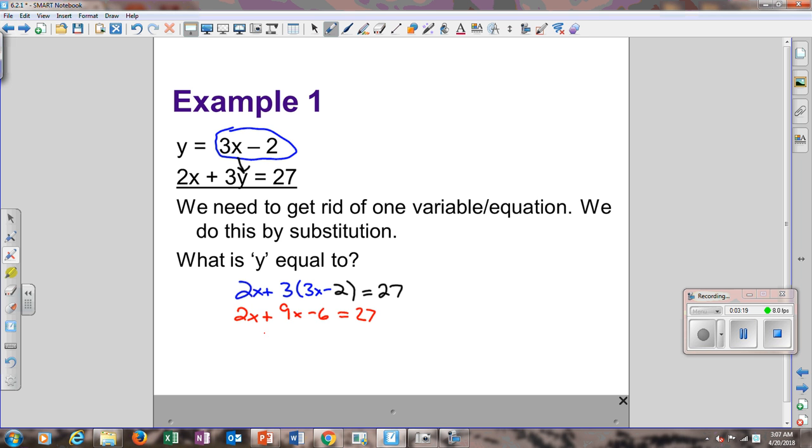You combine your like terms. 9x plus 2x is 11x. Minus 6 equals 27. Add the 6 over. 11x equals 33. Then divide by 11. It's going to give you x equals 3.